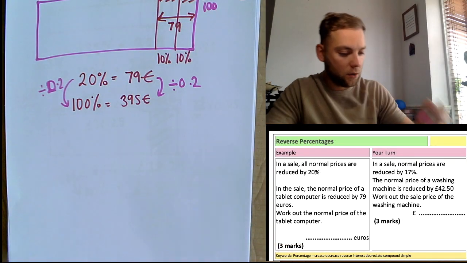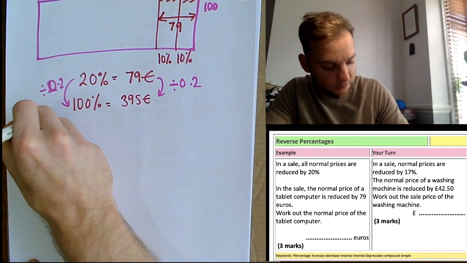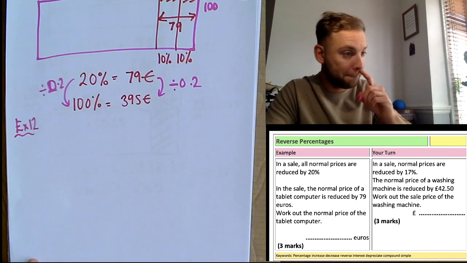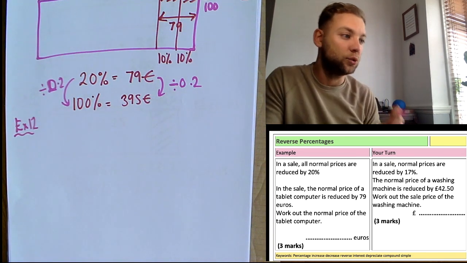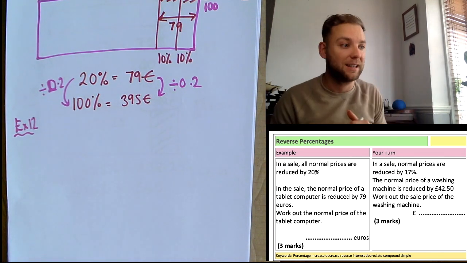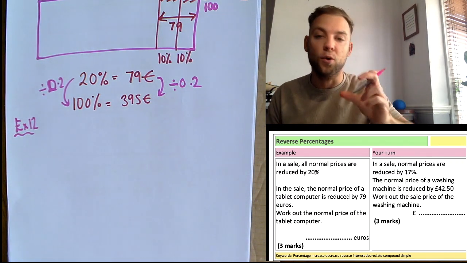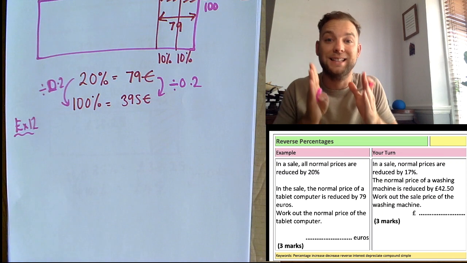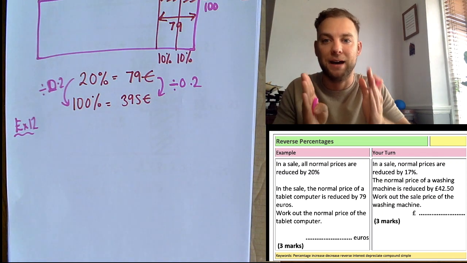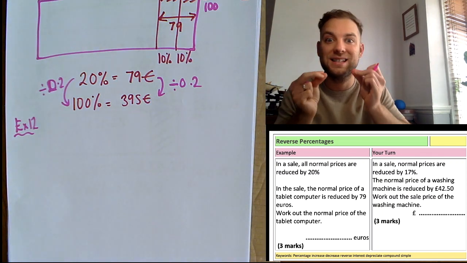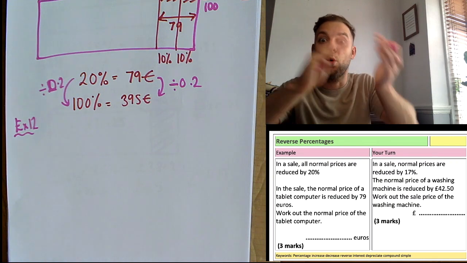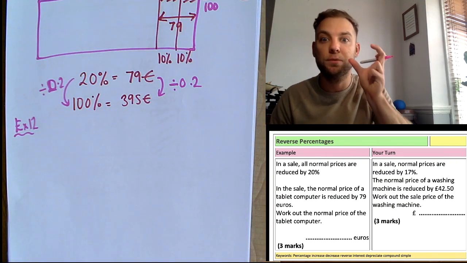Okay, so let's have a go at this together. Example 12. So in a sale, normal prices are reduced by 17%. The normal price of a washing machine is reduced by £42.50. Now notice that it's saying that it's reduced by that amount. So the starting point is that 17% is equal to that. It's not saying it's worth that amount, it's saying it's reduced by that amount.